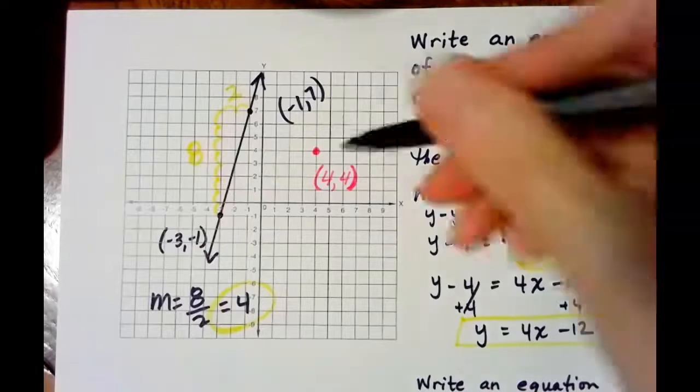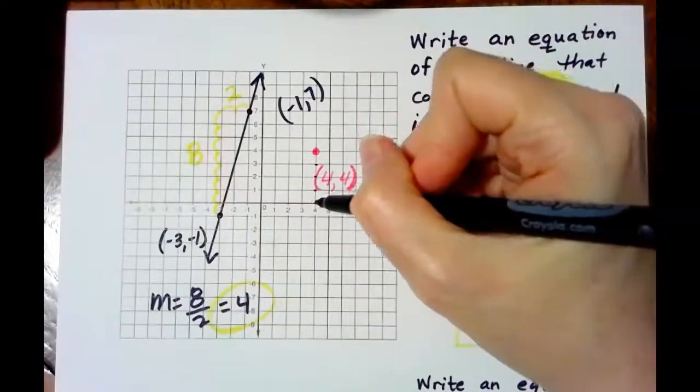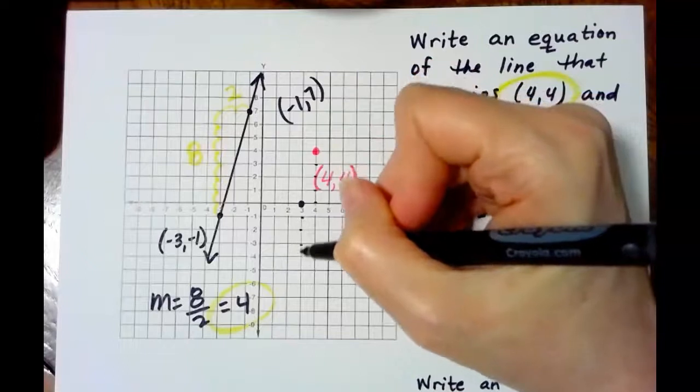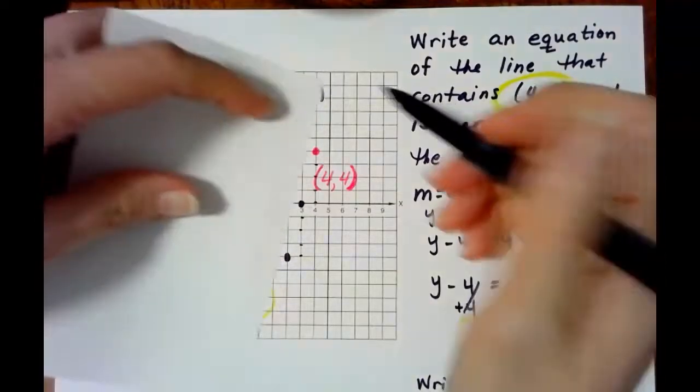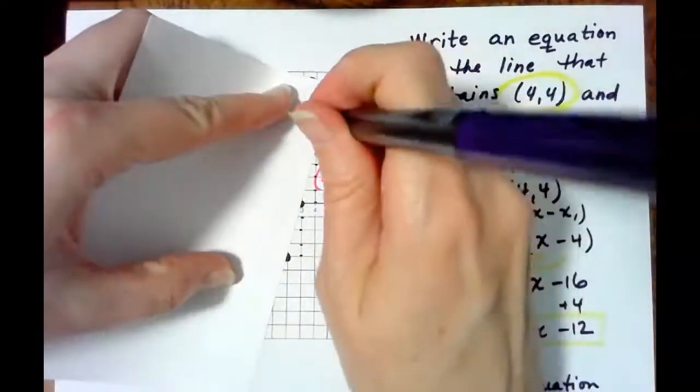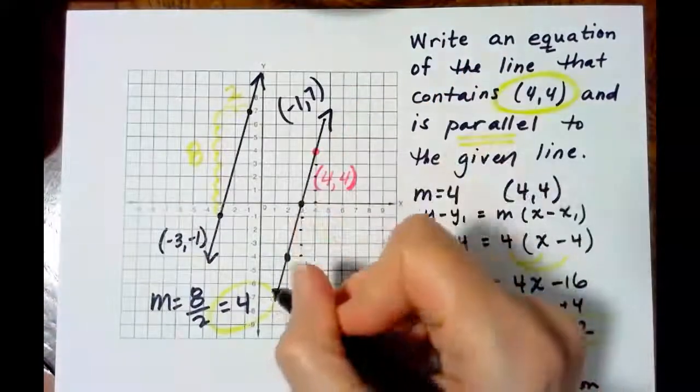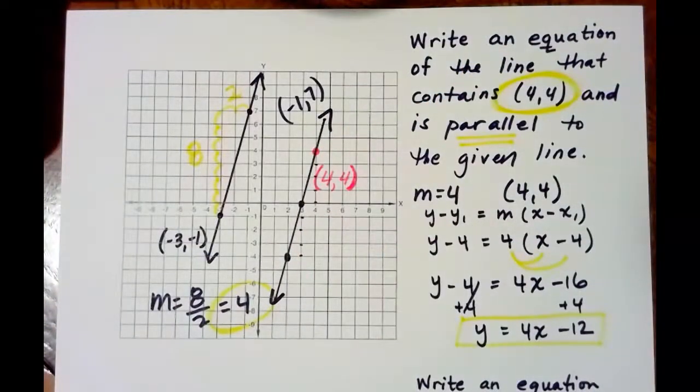We can graph that. 1, 2, 3, 4, back 1, 1, 2, 3, 4, back 1. Our new line is going to be parallel to our given line. There we go.